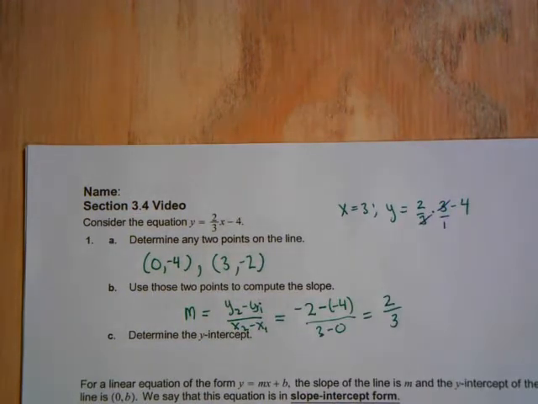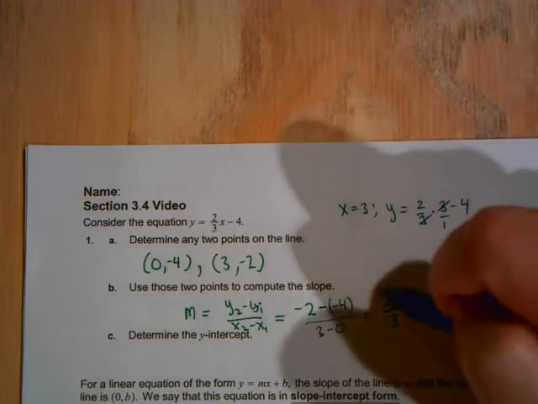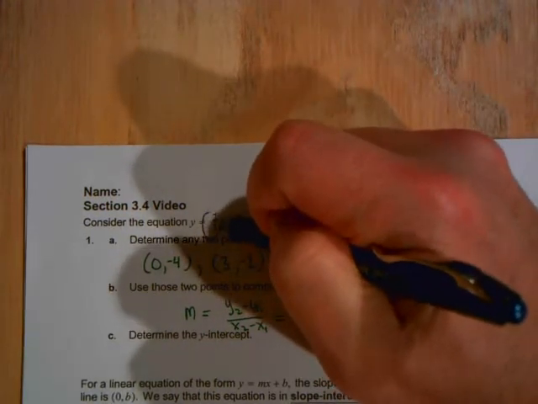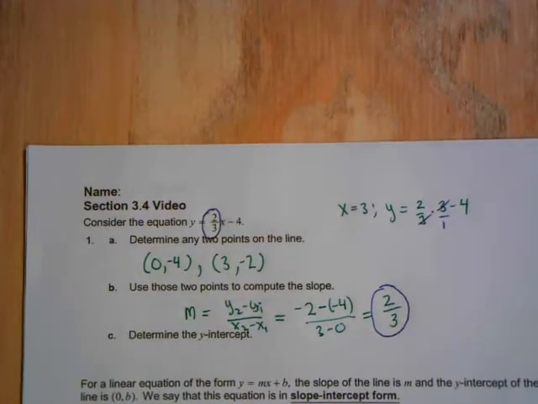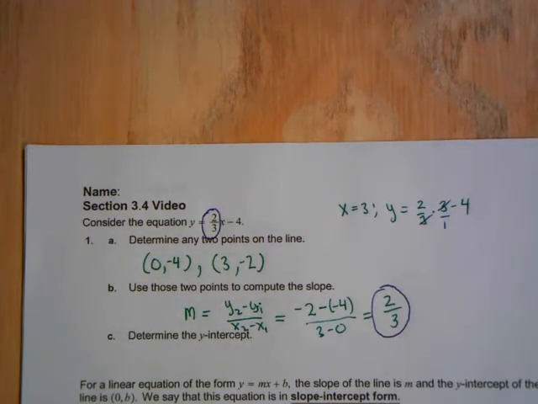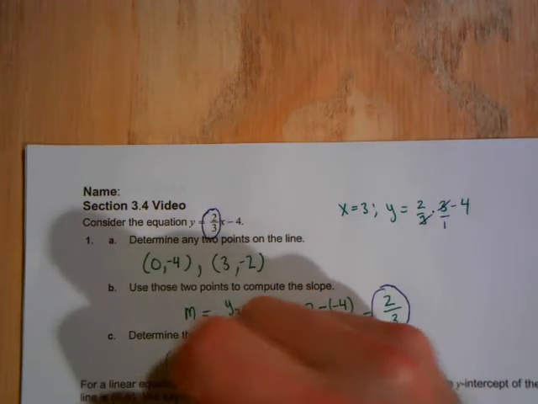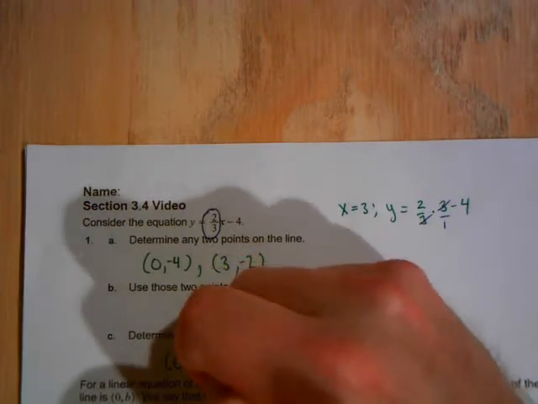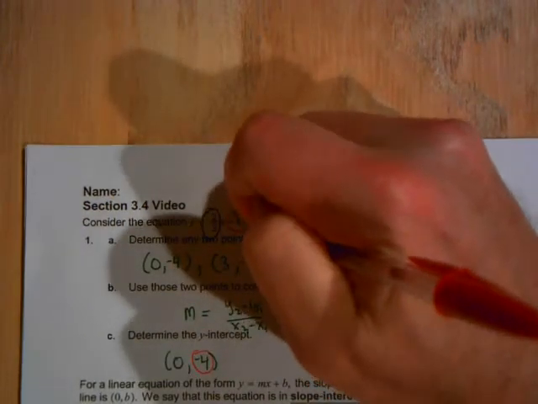Now, notice the happy coincidence here. Our slope turned out to be 2/3, and 2/3 happened to be that number right there in the equation. You're probably not surprised about that. Well, maybe you are surprised, but you're probably not thinking it's a happy coincidence. Determine the y-intercept. We already determined the y-intercept, 0, negative 4. And again, this is not a happy coincidence. This number, negative 4, happened to be that number, negative 4, right there.